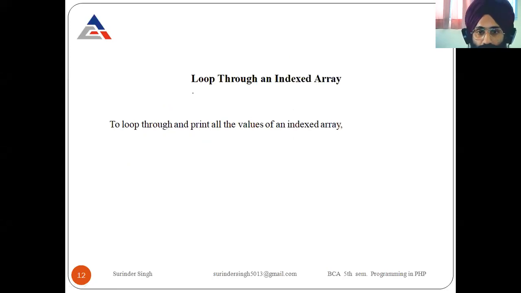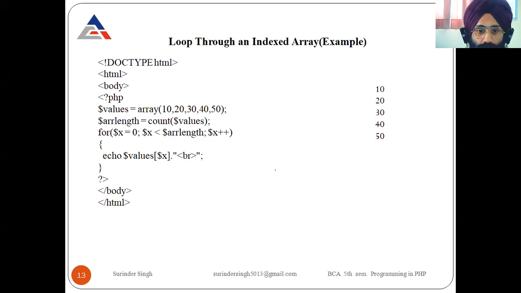Now this is how you can use a loop with the array for printing its elements, for accessing array elements, like a for loop or while loop. Now this is the example. The format is the same as you did in previous languages like C, C++. Now in this we have an array named values, and here we have the array function passing the values 10, 20, 30, 40 and 50.